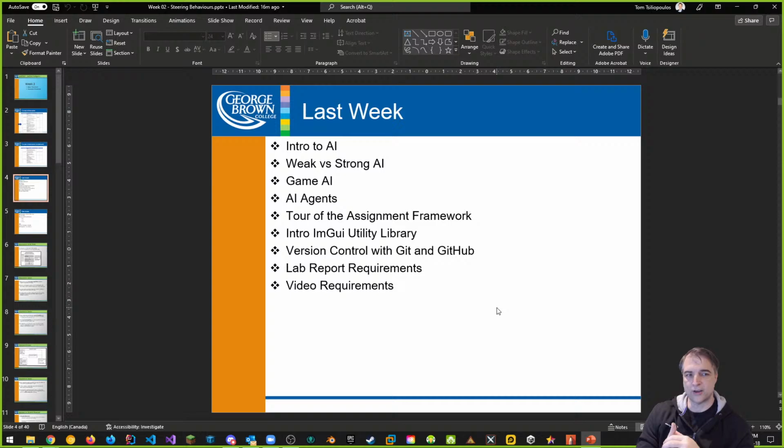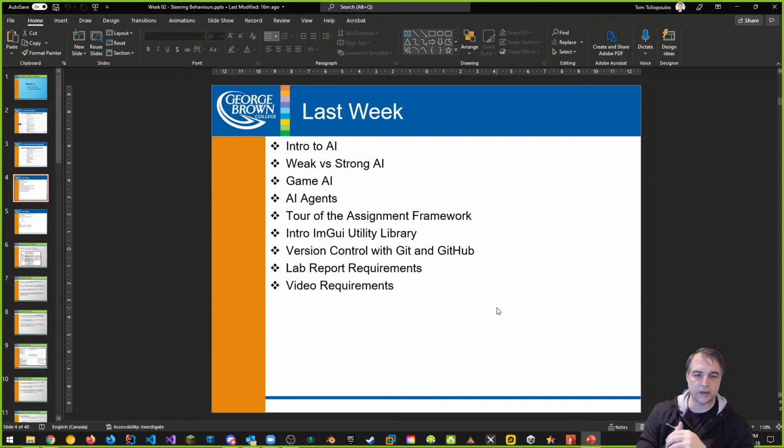We also did a tour of the assignment framework during lab. We talked about singletons and state machine design patterns. We also discussed what IMGUI is and how to use it. It's just a little window that we're using with another little library that allows us to modify properties and values in real time. And we'll be doing more of that this week during lab.